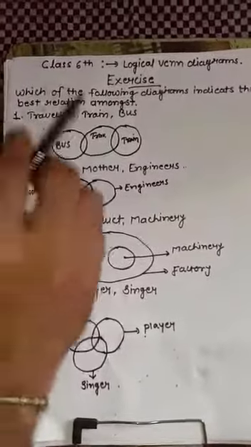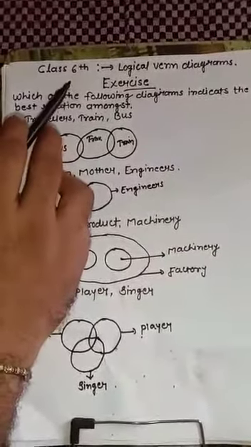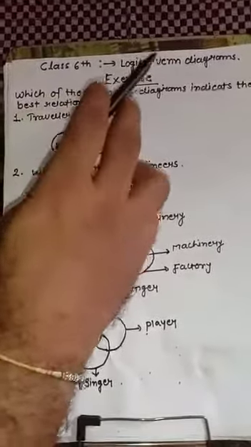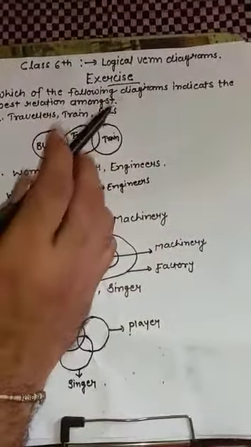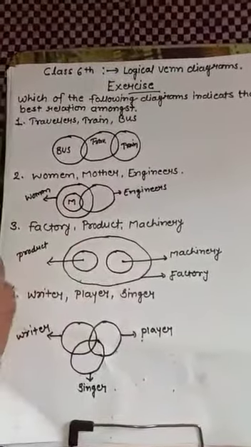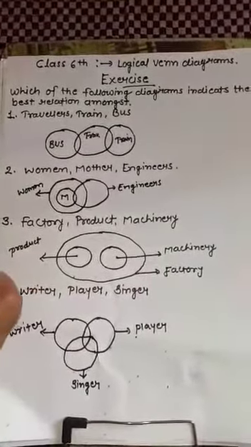Hello everyone. Today we are going to solve chapter number 6 of class 6, that is logical Venn diagram. We'll discuss the exercise. In this exercise we'll have to solve some relationships with the help of Venn diagrams.